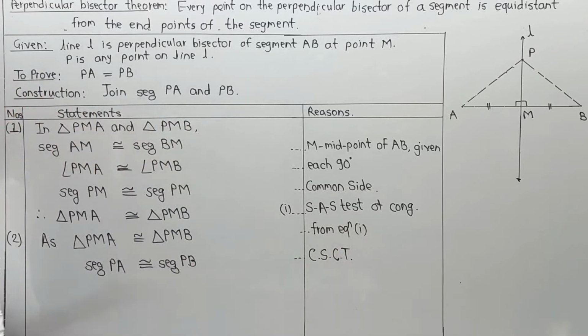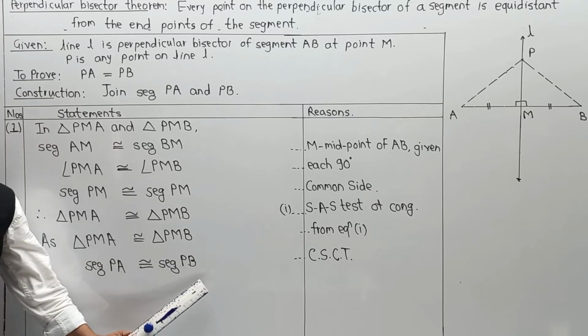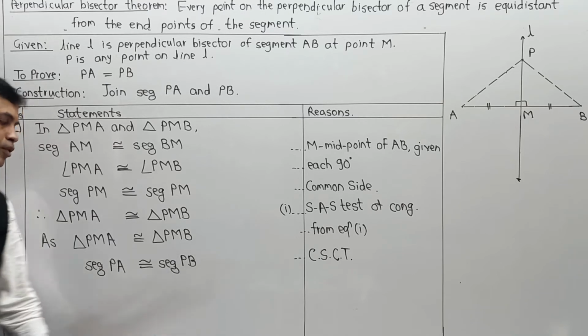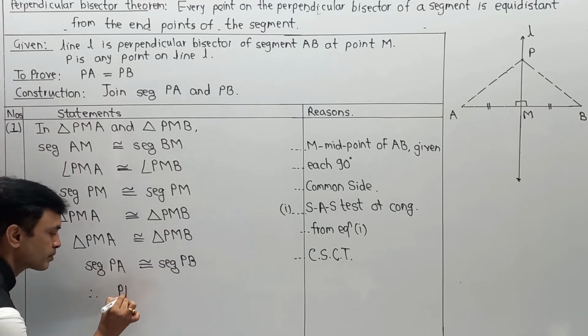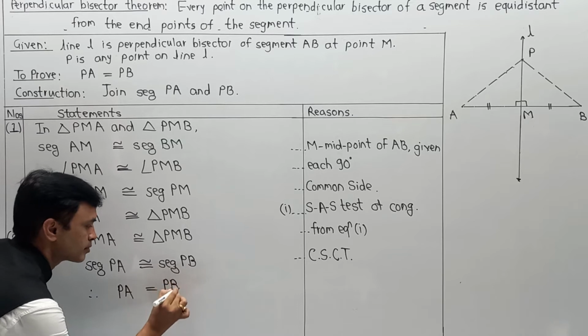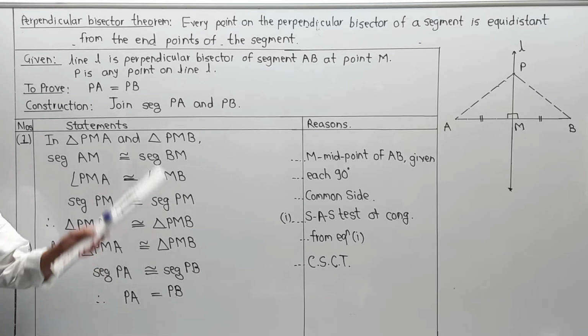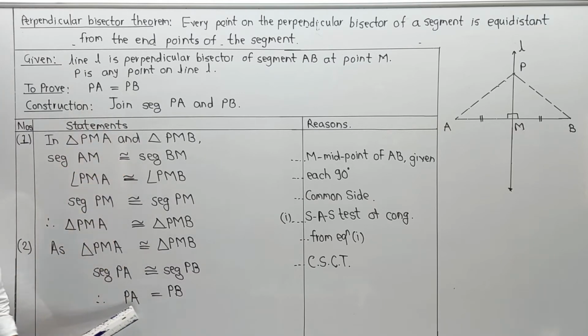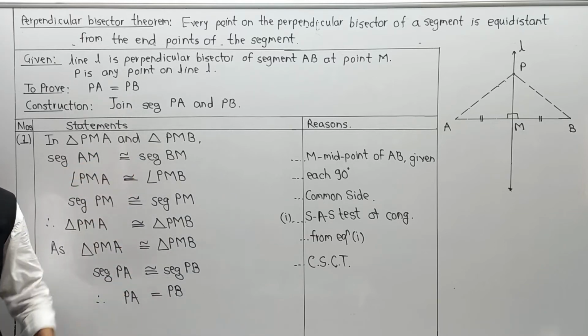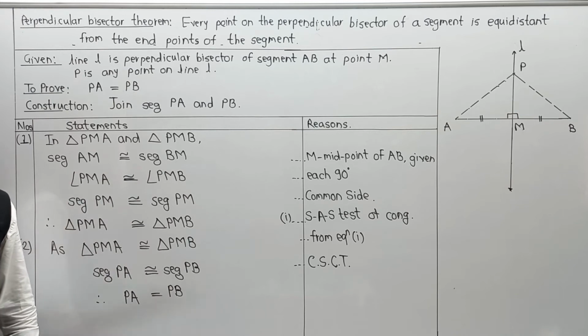And in this way, we are able to prove that segment PA is congruent to segment PB, or you can say that PA is equal to PB. And that is our required proof. Student, read this theorem very carefully, because in numericals this perpendicular bisector property is directly used. If they have given a perpendicular bisector, directly we write PA is equal to PB, and we can find the value of any segment as per the calculation.